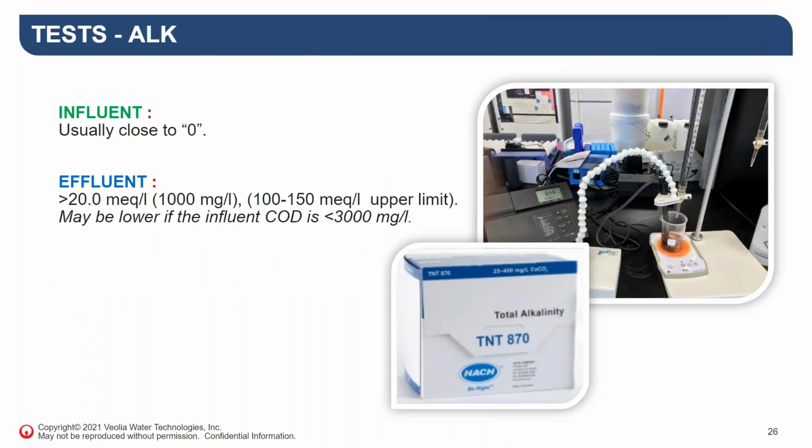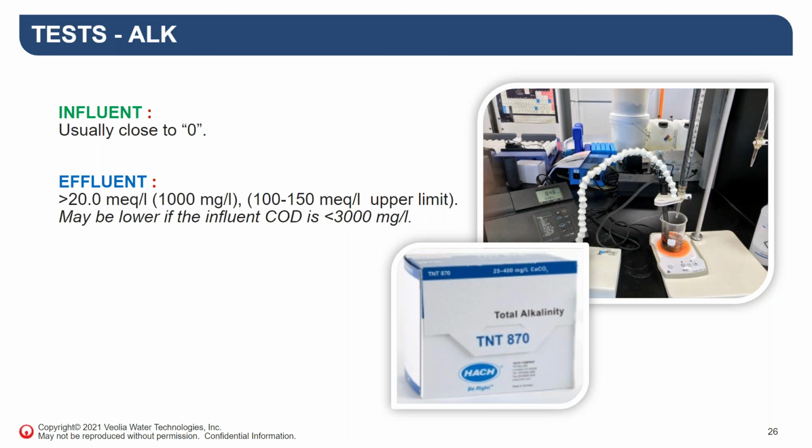Alkalinity. On the influent, it's usually close to zero, except when the processing facility is using a lot of caustic for CIP or in some part of the production process. But usually it's zero. On the effluent, we want the alkalinity to be greater than 20 milliequivalents per liter, which is the same as 1,000 parts per million of bicarbonate per liter.